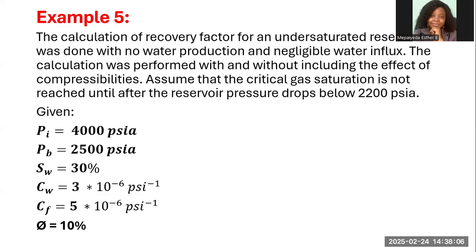So if you have added effects of compressibility, your rock and water compressibility, between 2,500 and a little bit higher than 2,200, because you don't want to get to the point, you want to account for that effect of your water and rock compressibility just below the critical gas saturation pressure. Okay, so you will understand if it actually has an effect on that flow of the reservoir.